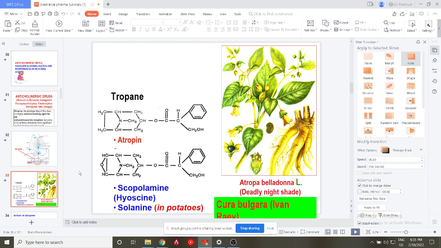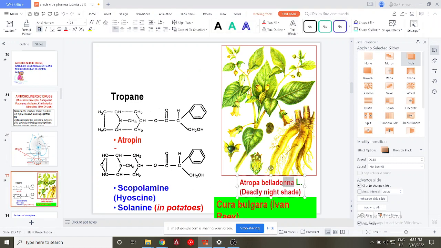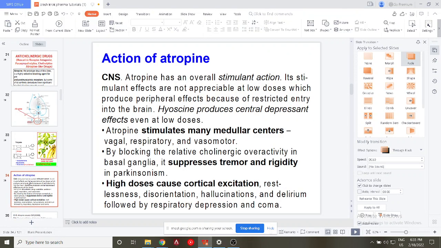Okay, so this is Atropa belladonna. So this is another popular question. We're going to talk about it later. Okay. So action of atropine. So atropine has an overall stimulant action. So atropine stimulates the medulla centers by blocking the cholinergic.